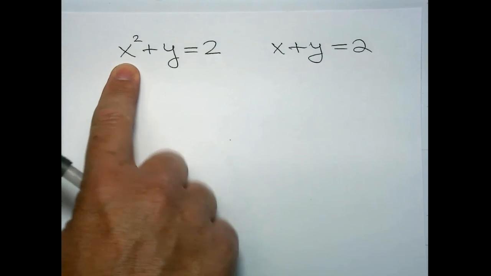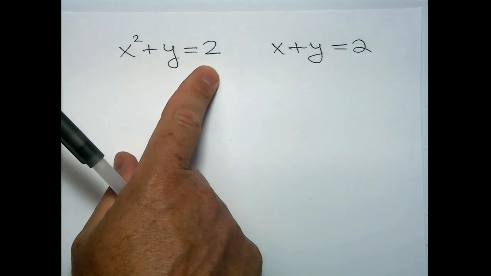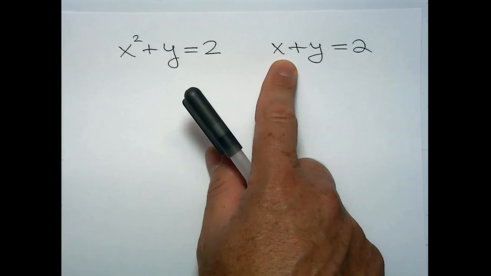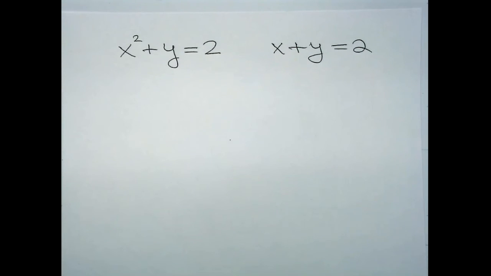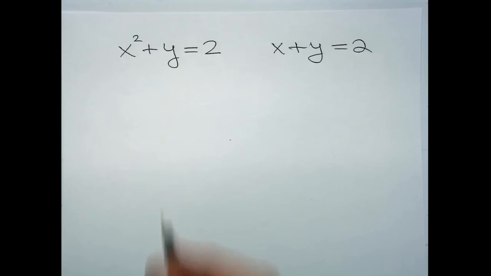Take a look at the equations. At 1, 1, 1 plus 1 is 2. That's a solution point. But is that the only point where these two curves intersect? So let's go ahead and see if we can figure out how to do that.